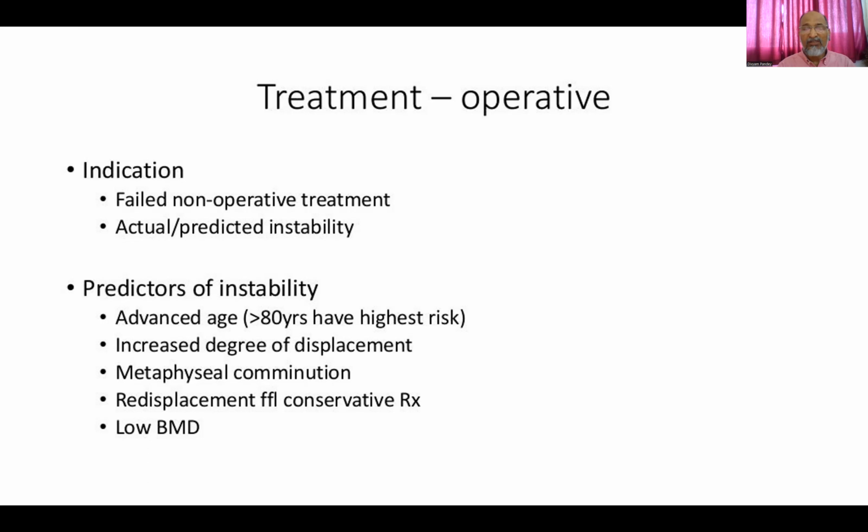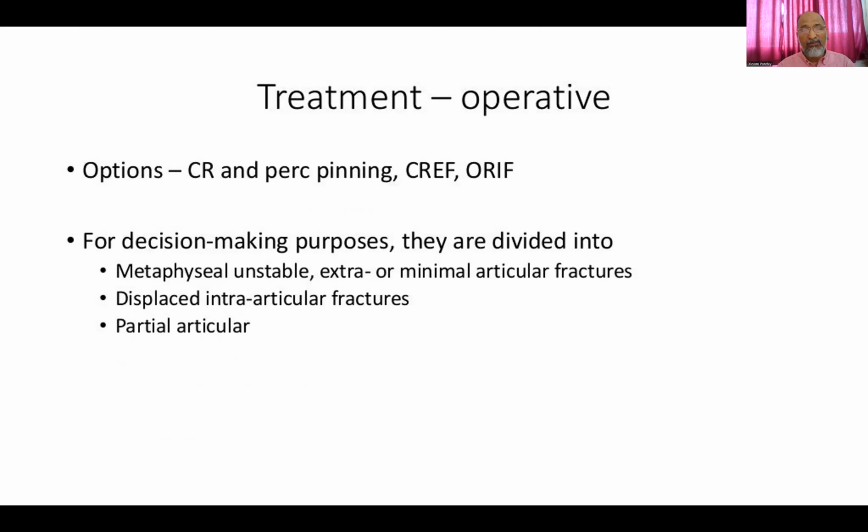Then there are certain things which can tell you from the very first stage that non-operative treatment will not be good, and those factors, or the predictors of instability, are advanced age, an increased degree of displacement, and metaphyseal comminution. There is a lot of comminution at the metaphyseal side, the proximal fragment, and then redisplacement follows after conservative management, and the patient has osteoporosis or a low bone mineral density.